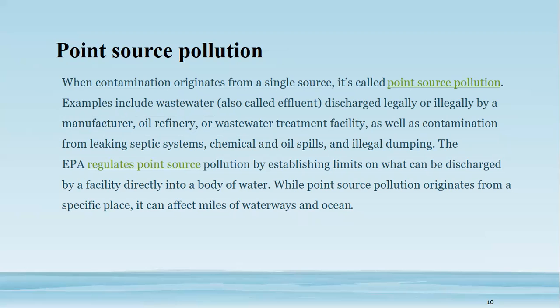The EPA regulates point source pollution by establishing limits on what can be discharged by a facility directly into a body of water. While point source pollution originates from a specific place, it can affect miles of waterways and ocean. For example, a sewage system is also a common example of point source pollution.